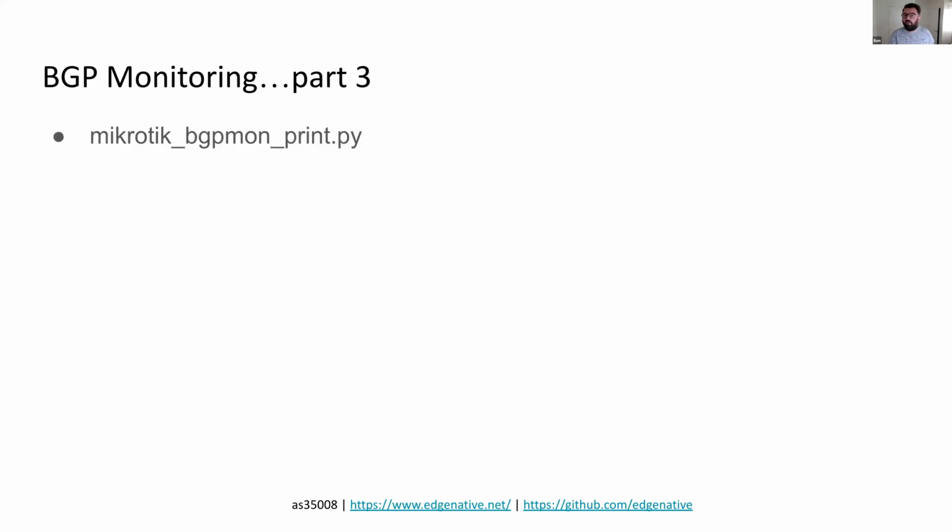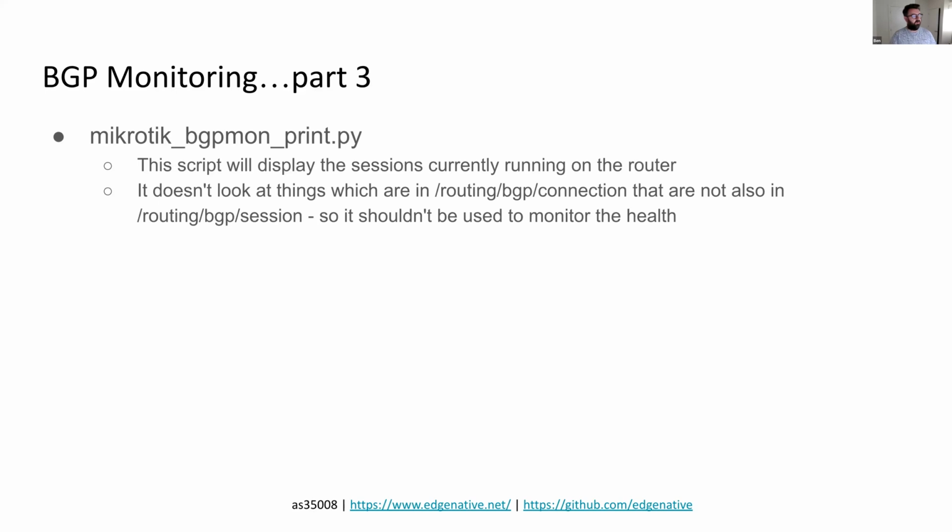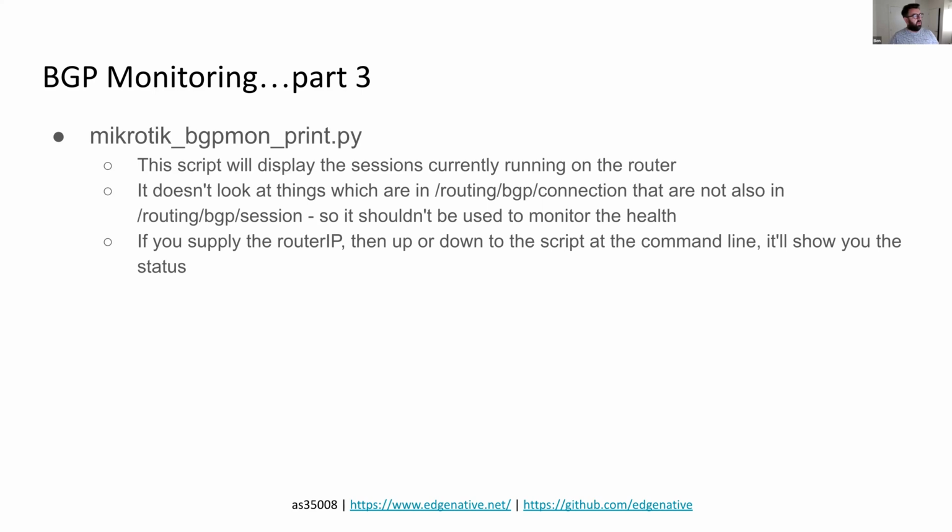We've then got the second script in the collection, the BGP mon print. This script displays the sessions that are currently running on the router. It doesn't look at things which are in routing BGP connection that are not also in the session, so it shouldn't be used to monitor health. But if you supply the router IP, then up or down, the script at the command line will show you the status of the BGP sessions.